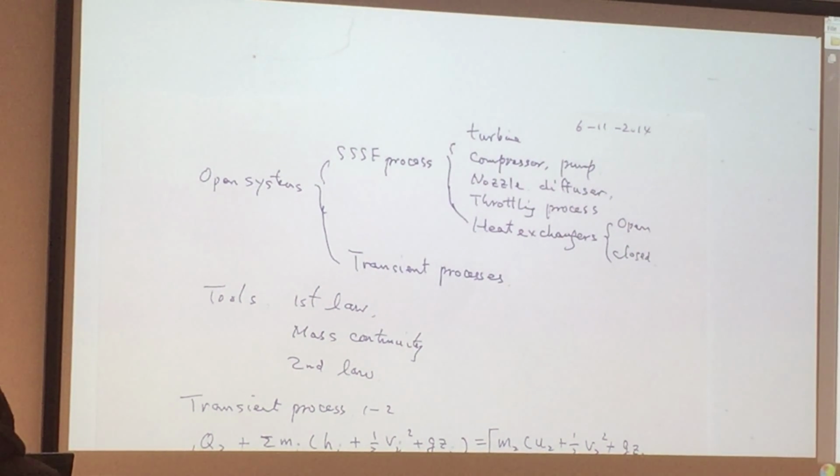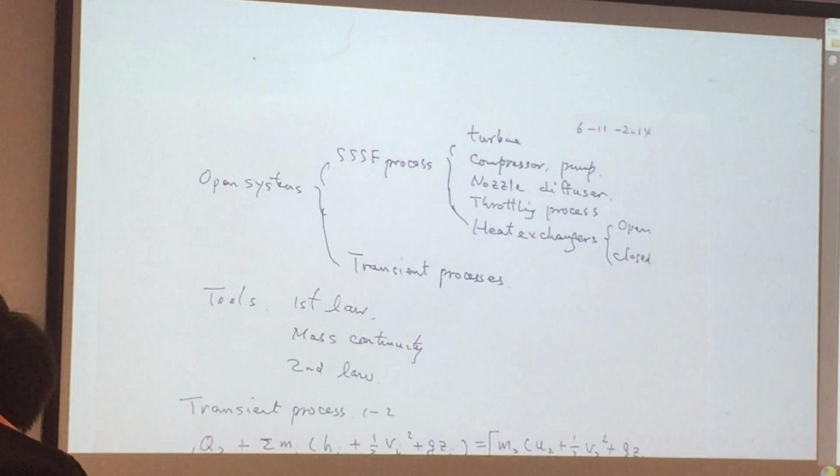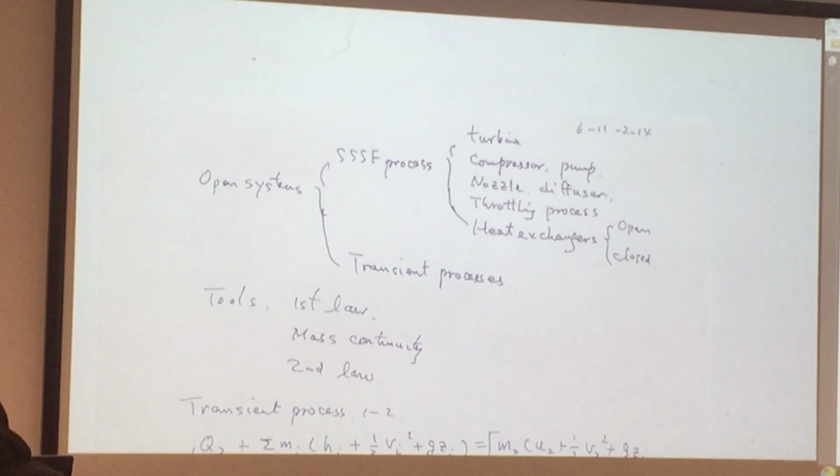And then we look at open systems. Basically, most examples there are for these 2 typical processes. One is called the steady state steady flow process. The other one is the transient process. Steady state steady flow processes include examples like turbines, compressors, pumps, nozzles, diffusers, and heat exchangers, including closed style heat exchangers and open style heat exchangers.